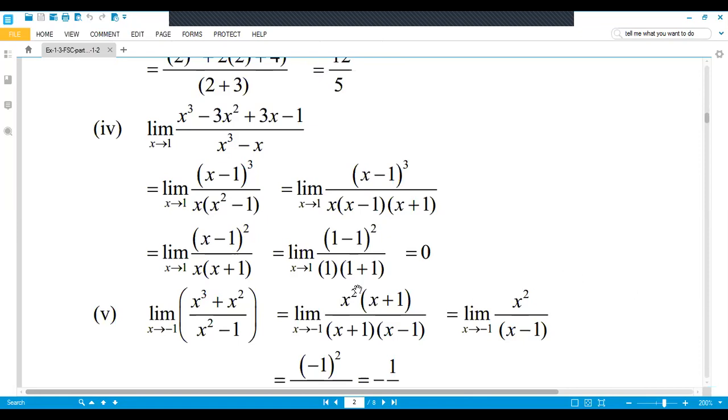Now you apply limit on the numerator separately and on the denominator separately. So you put in place of x, limit x approaches to 1. So you will not write this limit x approaches when you apply the limit. Once you put the value, no need to write this.